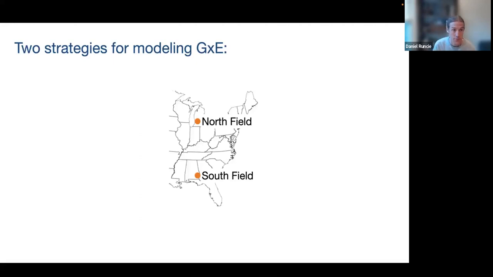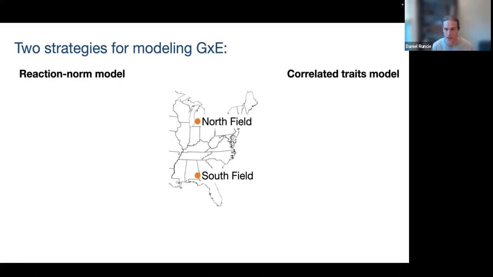Now, broadly, there are two approaches for modeling gene-environment interactions in quantitative genetics. There's what we call the reaction norm model and the correlated traits model. These two approaches look at gene-environment interactions in very different ways. And I think the contrast between them is informative about modeling G by E in general.